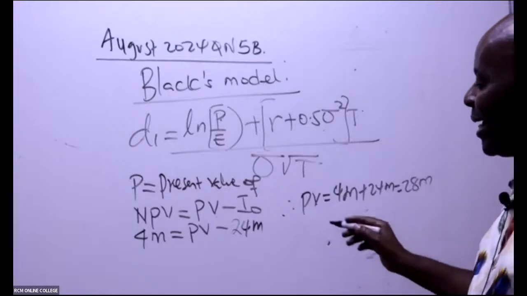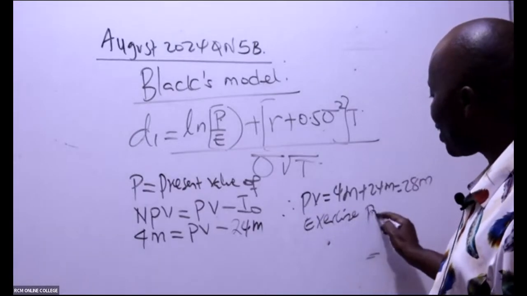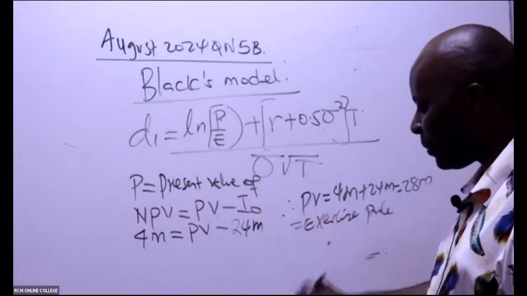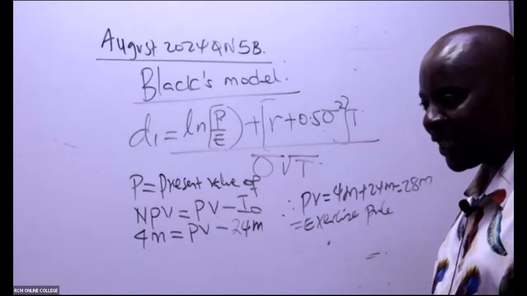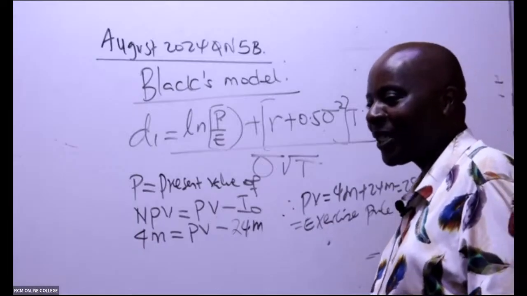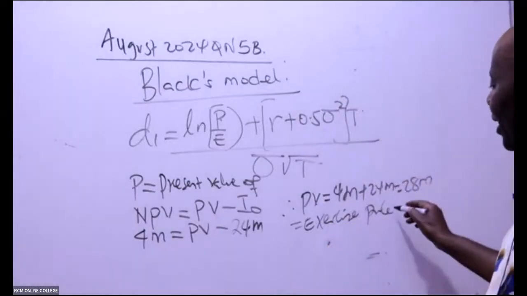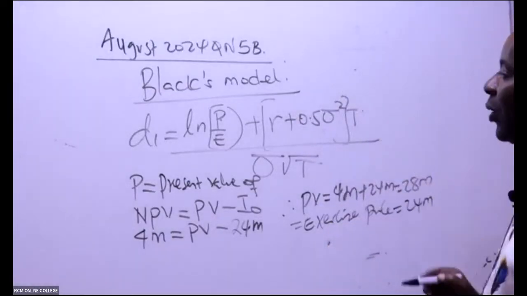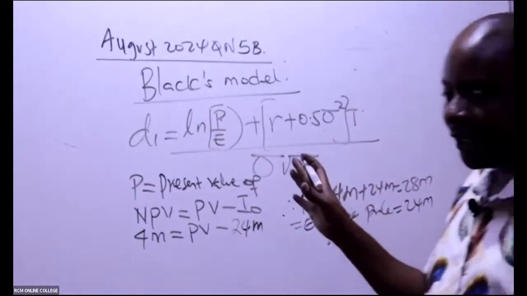And then remember, E is the exercise price. Exercise price is the amount I have to pay to acquire this project. In this case, are you able to see the exercise price? This is not an abandoning question. This is an acquisition question. It's a building question. So the exercise price is 24 million. So then can you kindly go ahead and give me this d1?